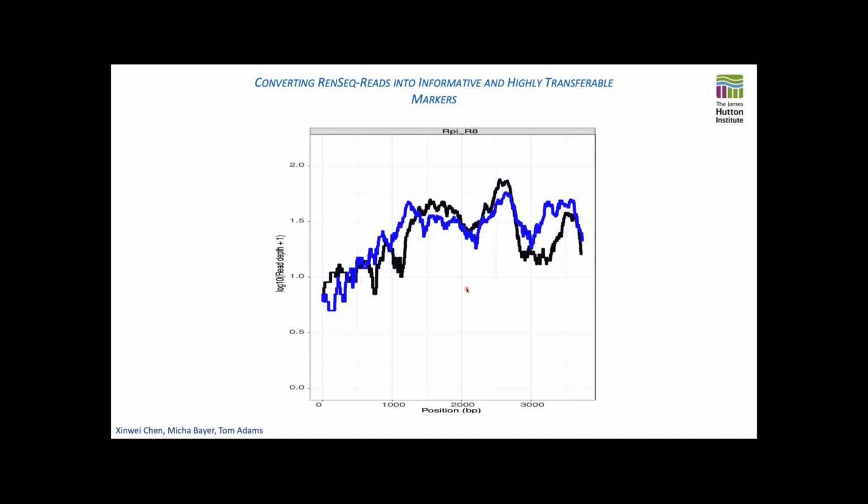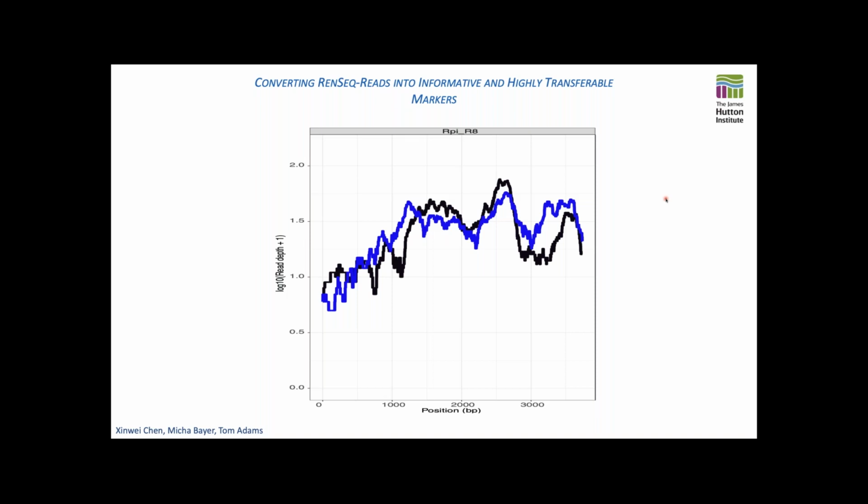So in this panel here, you see the resistance gene R8 effective against late blight. And I show you two cultivars here that have R8. So again, you have the start of the gene, you have the end of the gene, and you get full coverage of our RenSeq reads. Now, based on this information alone, it would be impossible to design a marker that actually works, that is transferable and informative.